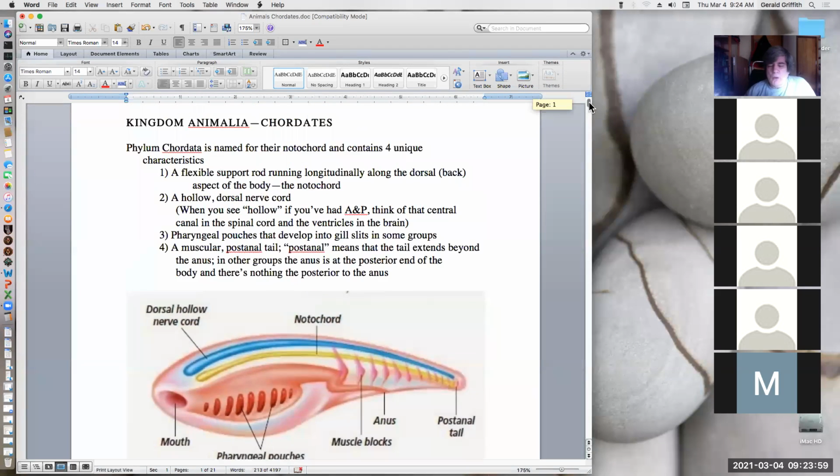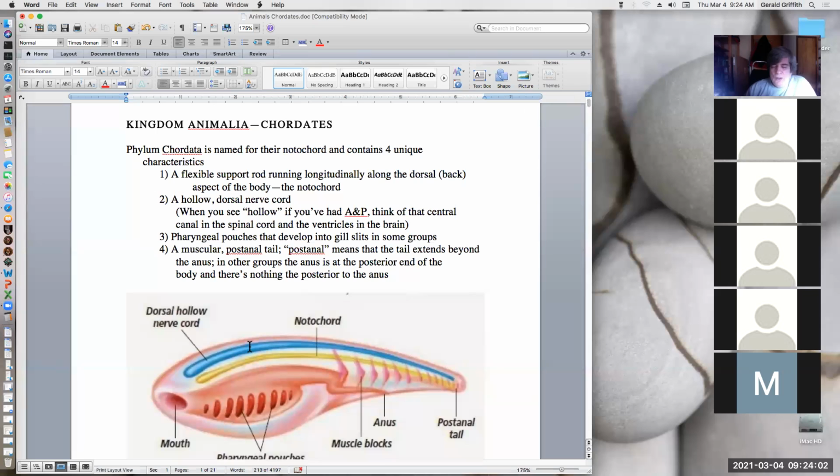Now let's think about chordates. When we look at chordates, the typical chordate is considered to have a body kind of like a tadpole. And there are 4 distinct characteristics that we can observe in this body.